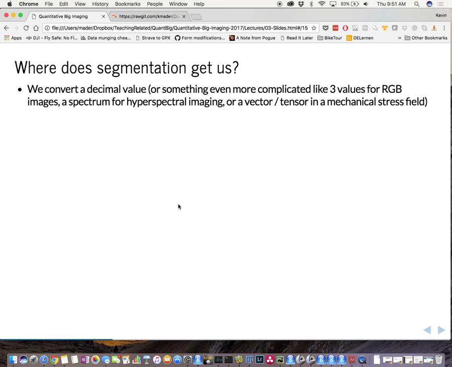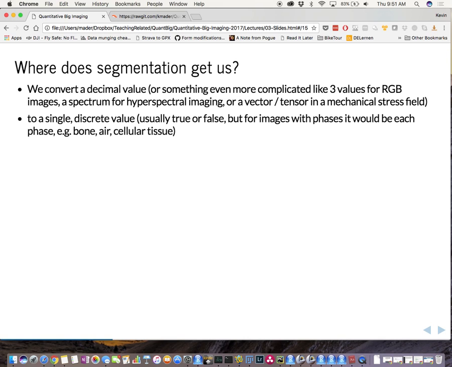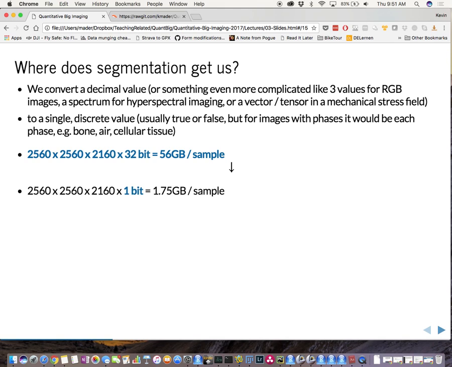It really doesn't matter how complex the image data coming in is. It simply takes every point in that data, whatever values are associated with it, and turns it into a binary output, a single discrete value. And that means that if we go back to our image of bone from before, that was 56 gigabytes per sample, because at any point you could have this exact absorption coefficient, you now go down to 1.75 gigabytes per sample. This rule massively compresses your data because you're now dividing it into two distinct groups: either it's part of the phase that we're interested in or it's not.